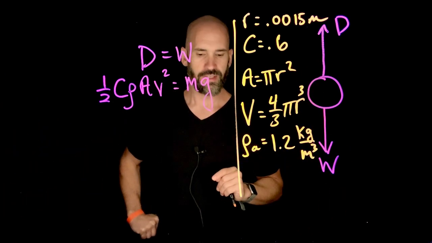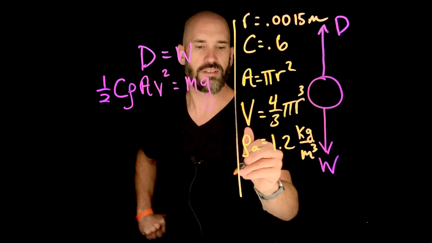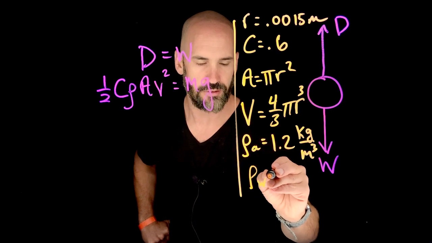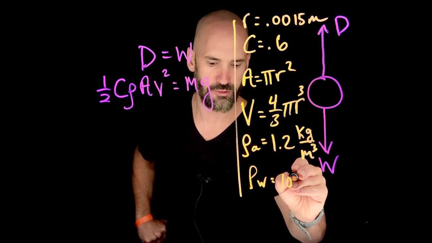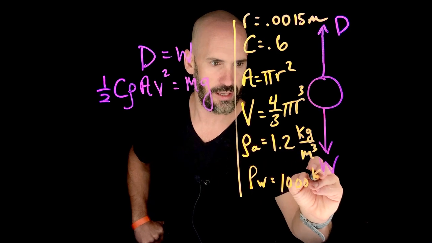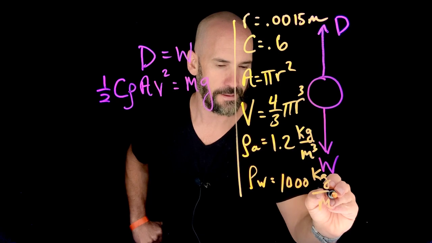Air is not weightless. And then lastly, we have the density of water, which we're going to actually need for, you're going to see why in a second. But the density of water is, you chemistry buffs probably know, 1,000 kilograms per meter cubed, okay?